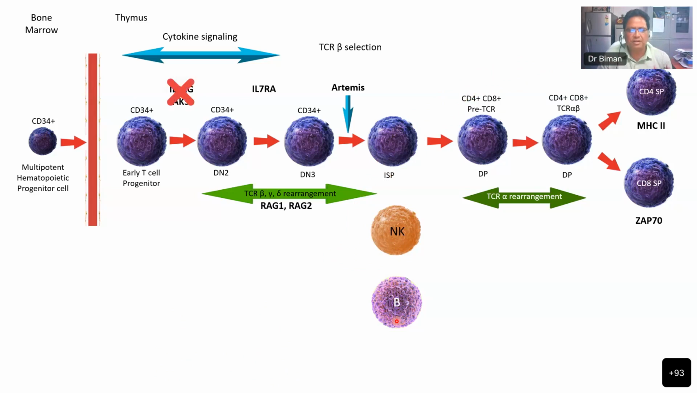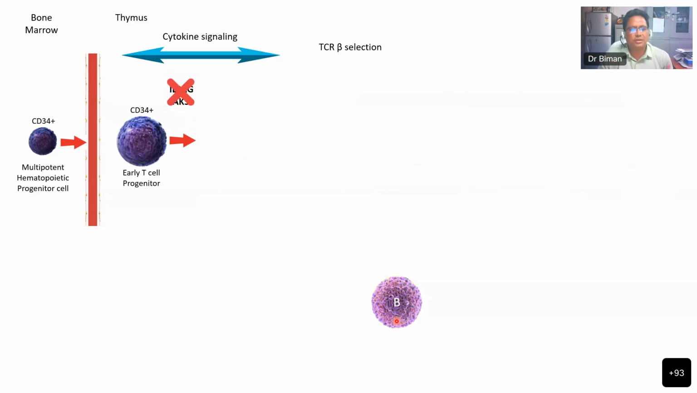If there's a defect in the IL-2 receptor gamma or the JAK3, there is no T cell development, but the B cells are normal, and NK cells are also not there. So the phenotype of this kind of defect would be a T negative, NK negative, B positive kind of severe combined immunodeficiency. So this is what the pathogenesis is like.